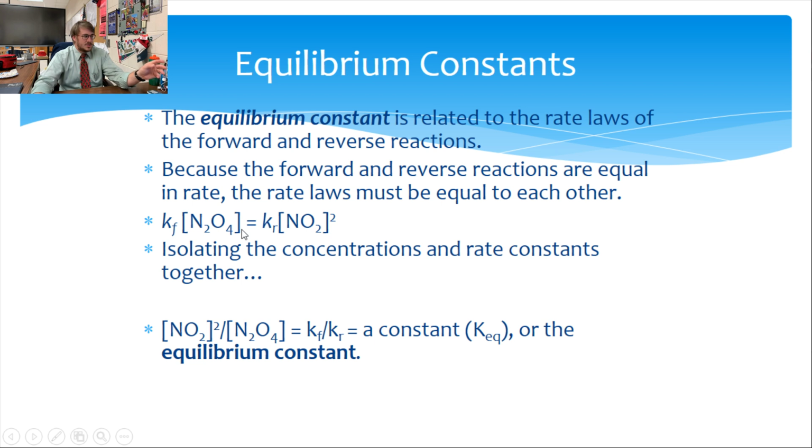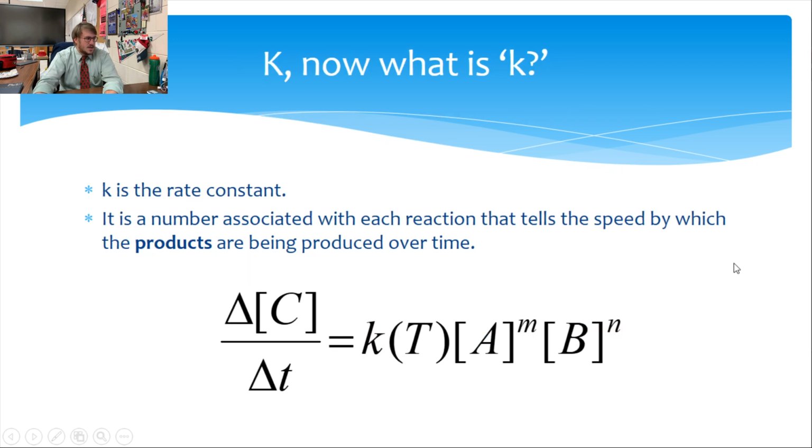So when these two values are equal, Kf times the reactants equals Kr times the products, that's when we've reached equilibrium. And if we rearrange the Kf and the Kr to be Kf over Kr, so we divide by Kr here and we divide by N2O4 over here, we get the products on top over the reactants, where the coefficient is the exponent on whichever part there is, and that equals the equilibrium constant. So we'll look at a practice one in a second.